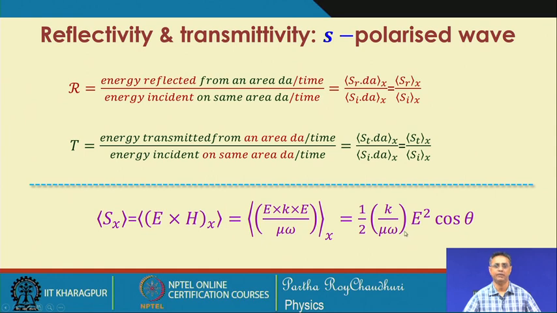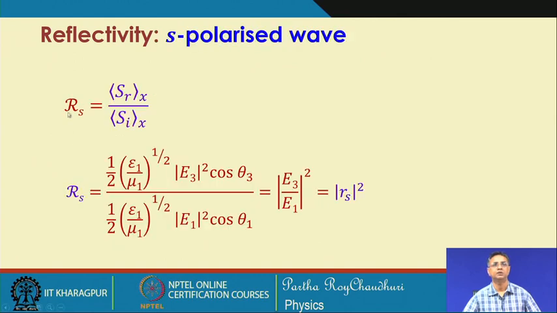So, we will now evaluate this expression in order to find the energy reflected or transmitted, that is, energy flowing along the x direction. If it is in the negative x direction, it is the reflection; if it is in the positive x direction, it will be the transmission. So, let us calculate that for the reflectivity for the S wave, we can write in this equation.